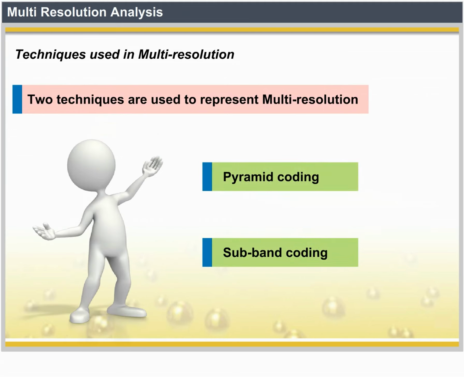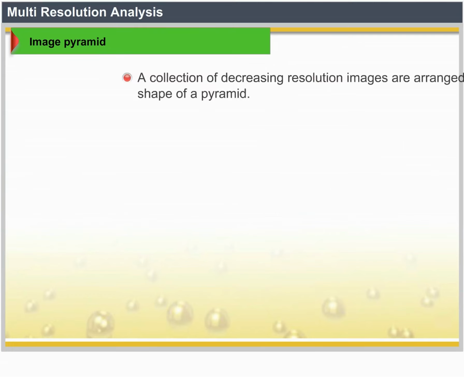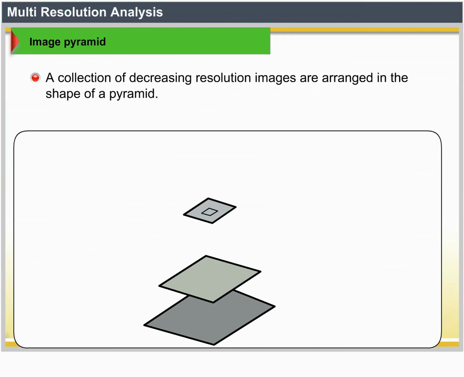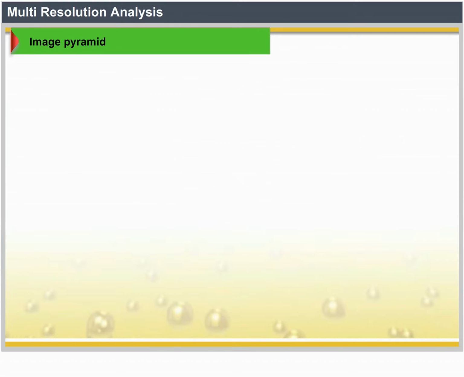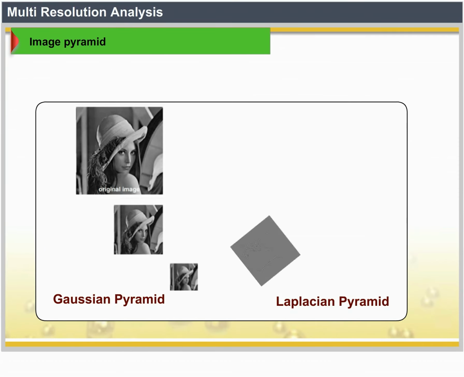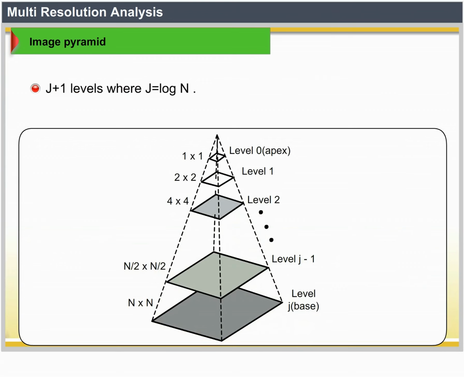Image pyramid. A collection of decreasing resolution images arranged in the shape of a pyramid. The original image and the Gaussian pyramid and the Laplacian pyramid are seen on the screen. There are J plus 1 levels where J equals log n. Usually there are P plus 1 levels where P is less than J.